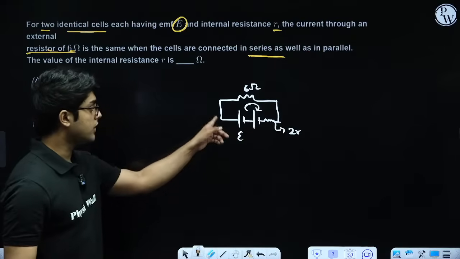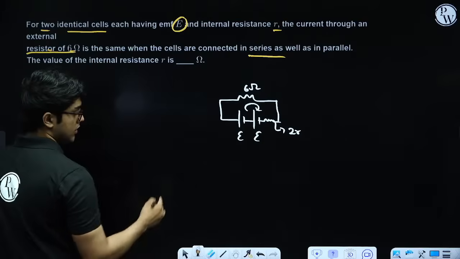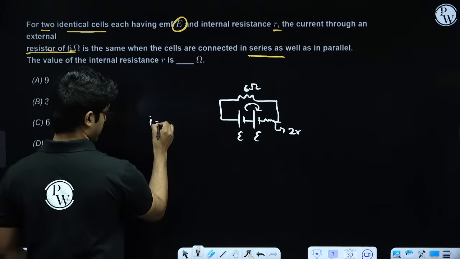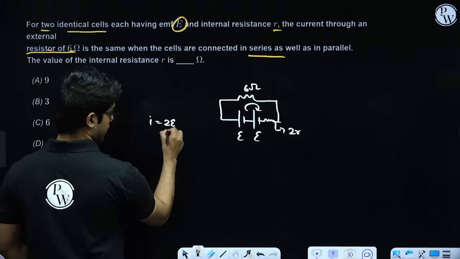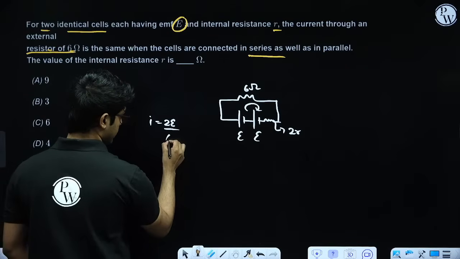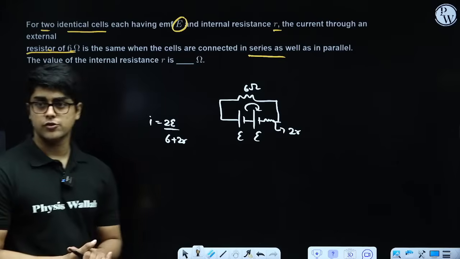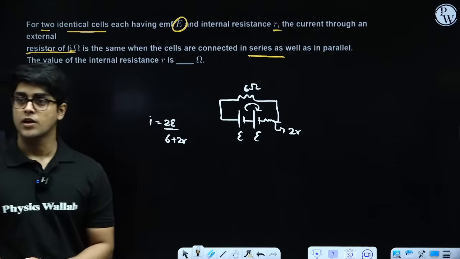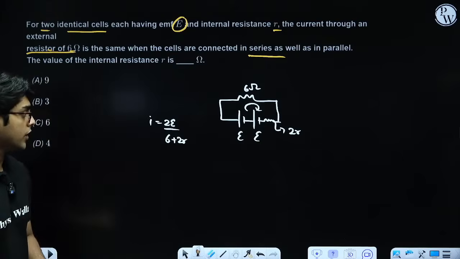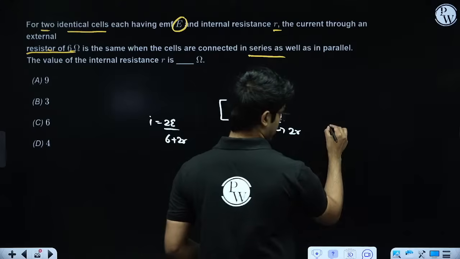So, the equivalent EMF will become 2E because the cells are in series. So, the current will be 2E divided by 6 ohm plus 2R because they are in series, right? So, 6 plus 2R. This is the current in the first situation when both the cells are connected in series, okay? Now, in the second situation, both cells are connected in parallel.